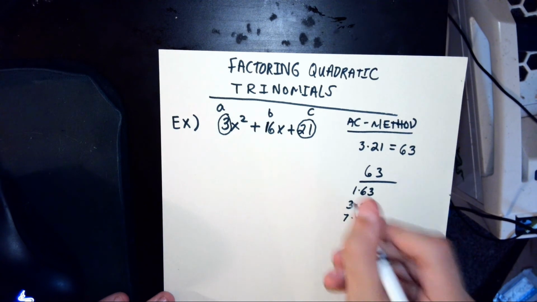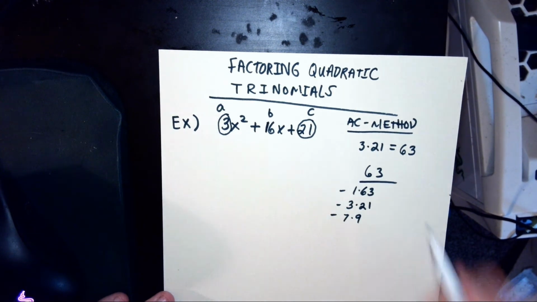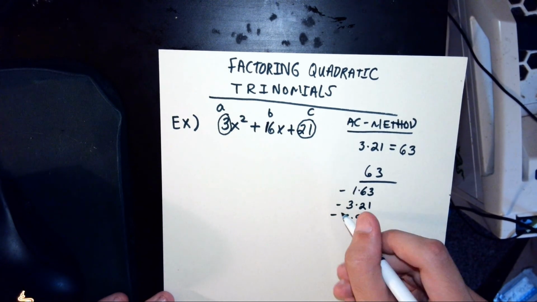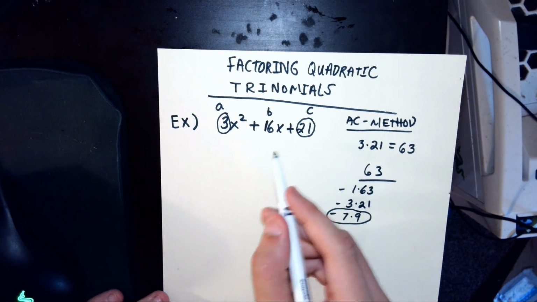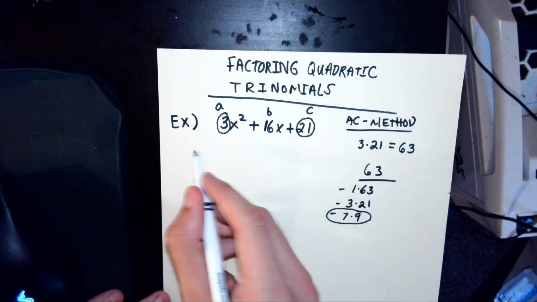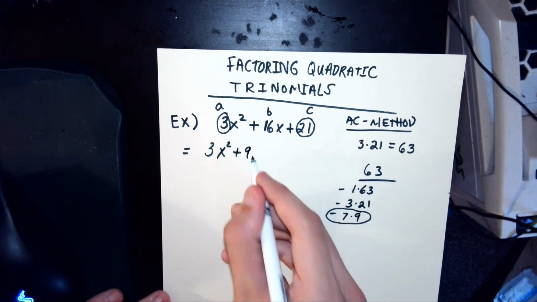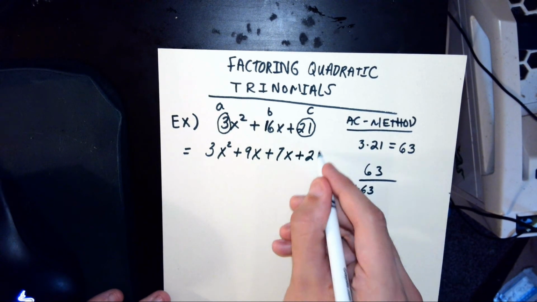Now we look at all these factor pairs, and we take the one where the two numbers add together to give us 16. Well, 1 plus 63 is 64, 3 plus 21 is 24, 7 plus 9 is 16, so this is the one we want. So now we take these two numbers, 7 times 9, and just like before, we split the 16x up into 2 pieces, the 7x and a 9x. I'll write it like this: 3x squared plus 9x plus 7x plus 21.